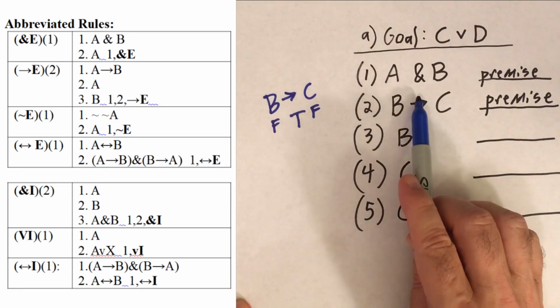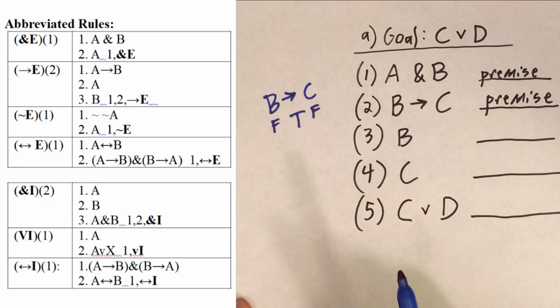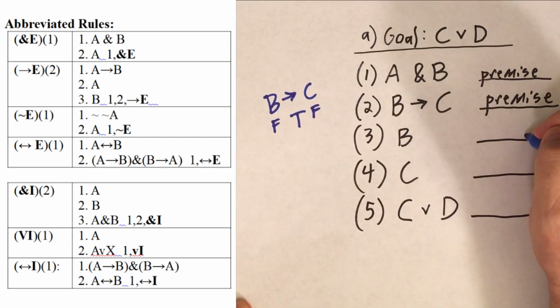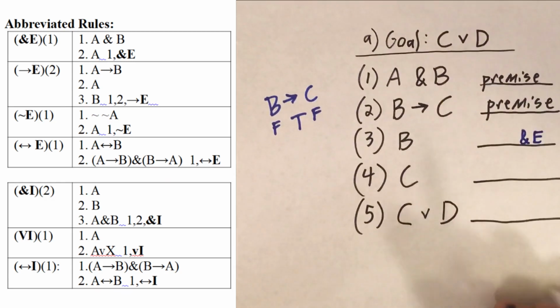What did I do? Did I create an and or did I take one apart? I clearly took apart the and in line 1, so what did I use? I used the and elimination rule. And if I look at my rule sheet, what does it say? How many lines are required to justify that rule?